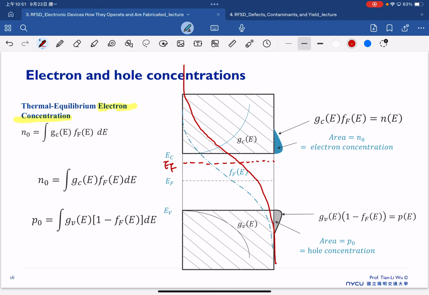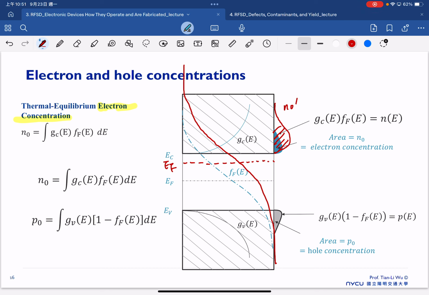With this new distribution function, integrating with Gc, you can now see the overlap region is increased. The increased overlap region suggests that in the end we have a larger area, as shown here. So that's N0 plumb here.